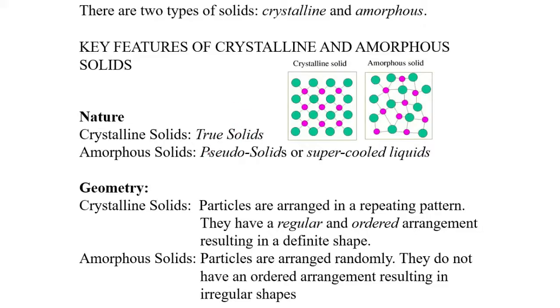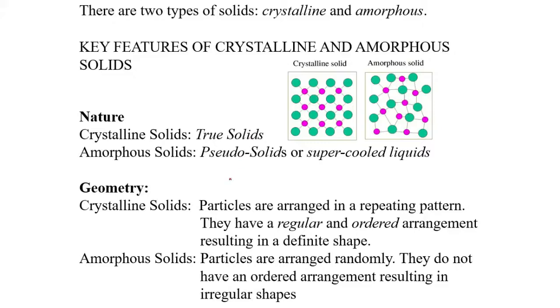Amorphous solid: the atoms' arrangement is random, not a regular geometry arrangement. Somehow they can change their shape. Why is that? They resemble close to the properties of liquid, and we call them what? Supercooled liquid, or pseudo solid.